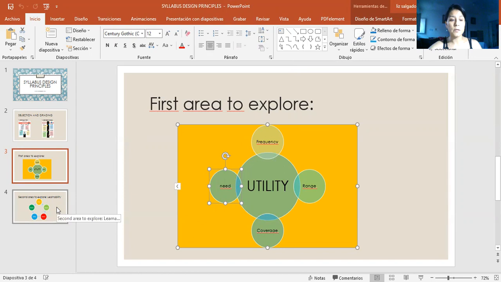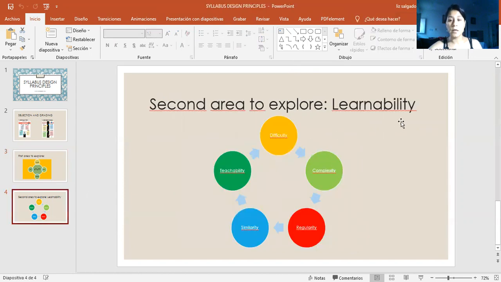And the second area is composed of learnability, and it is composed of difficulty, complexity, regularity, similarity, and teachability. Difficulty is related with complexity, both focus on how difficult the grammar we are teaching is. It means that we have to be clear about what to teach first, then, and at the end. For example, we find different levels: the intermediate level, the basic level, the high level.